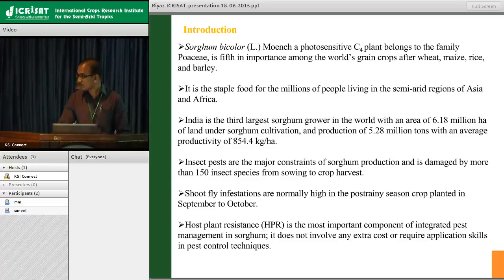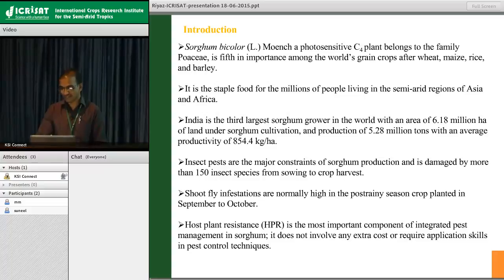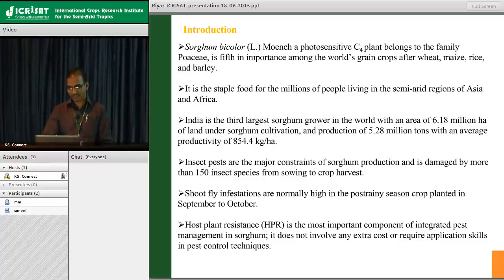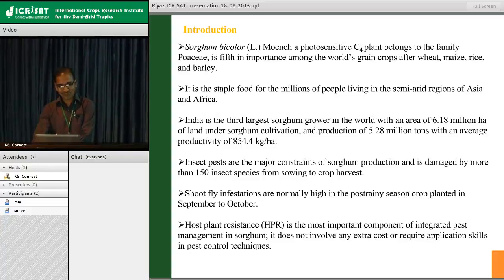Now another suggestion, you can directly go to your materials and methods, more time on results and discussion. We all know sorghum is an important crop, but declining in importance. So next.